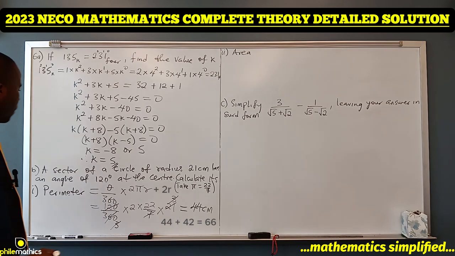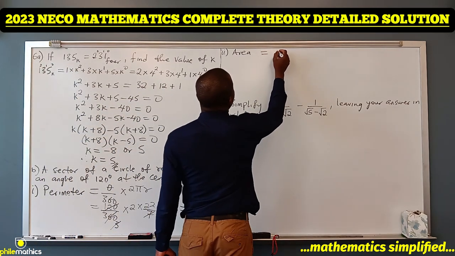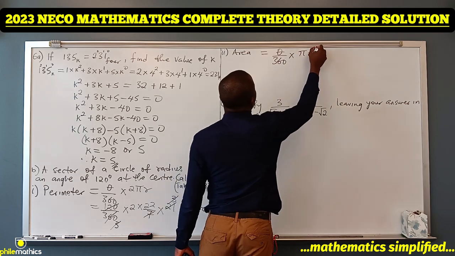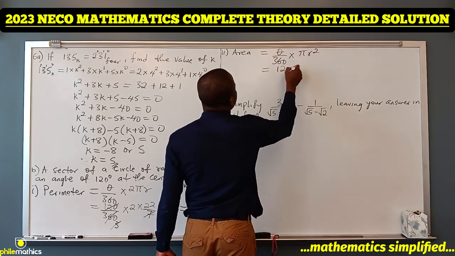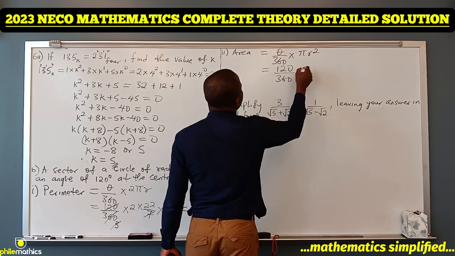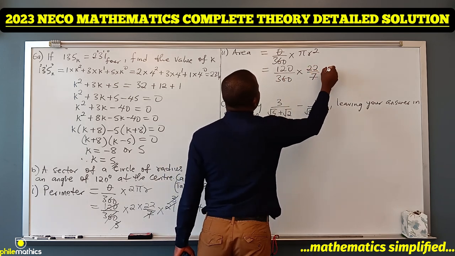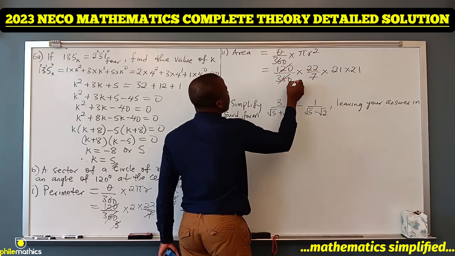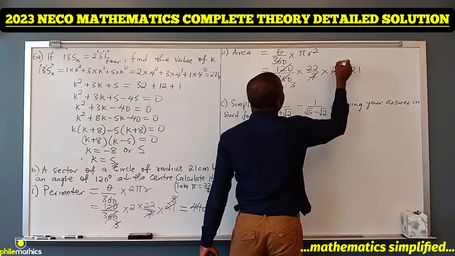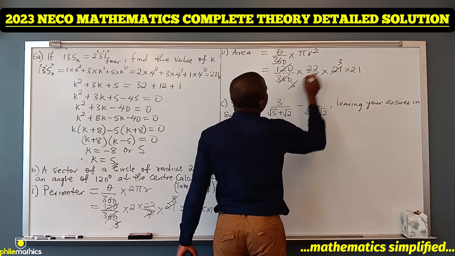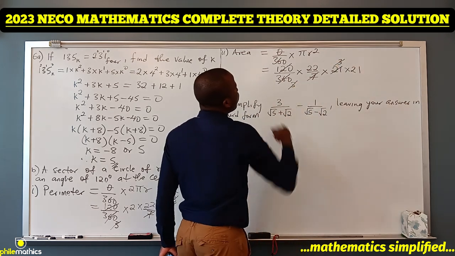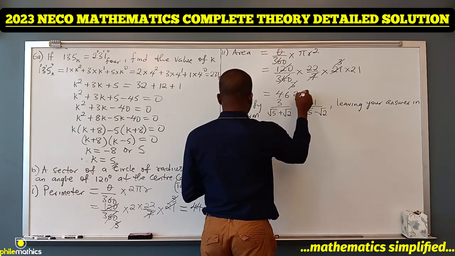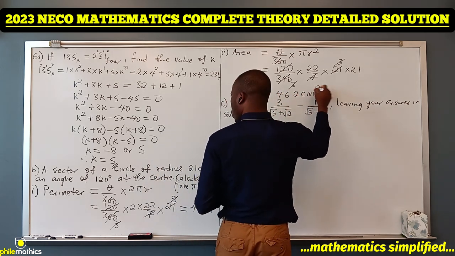What about the area? The formula for area says theta over 360 times the area of a circle, pi r squared. Theta is 120 degrees over 360, times 22 over 7 times 21 times 21. 120 can go into 360 3 times. 7 can go into 21 3 times. 3 can cancel 3, and we have 22 times 21, which is 462 centimeter squared.